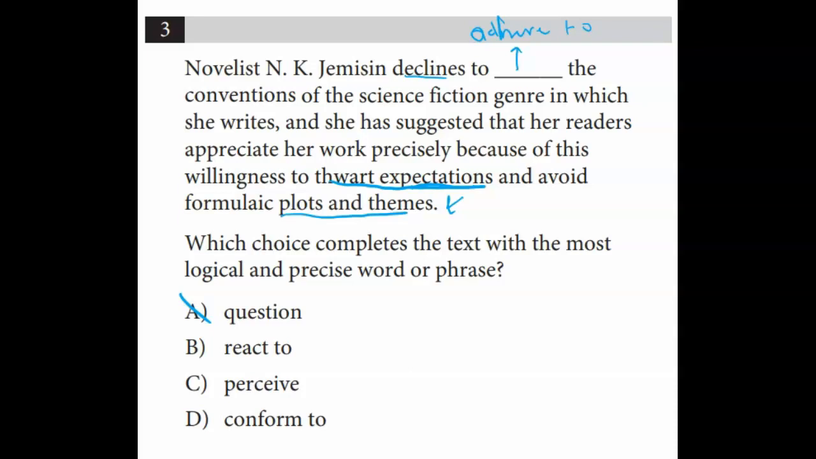Declines to react to the conventions? No, because she's not reacting to them. She's going against them. She's writing against them. She's not expressing her opinion. This is an action. So, B's out.